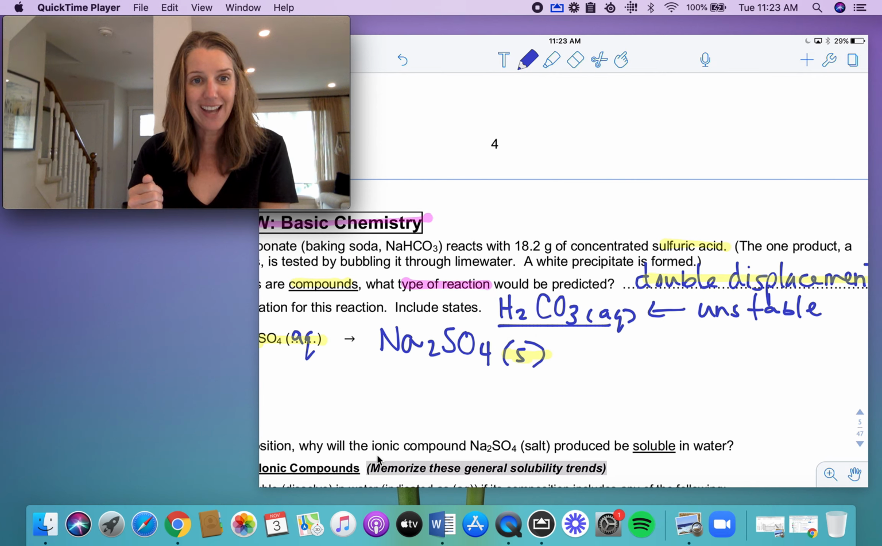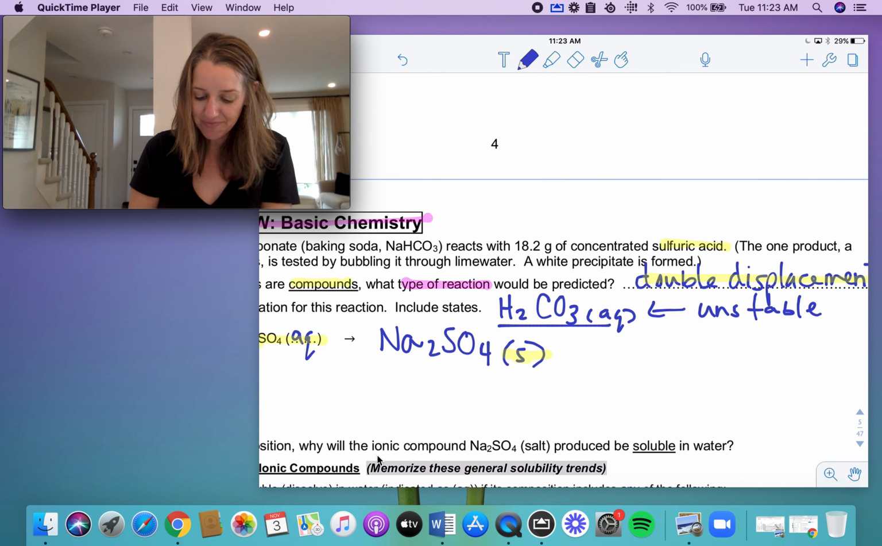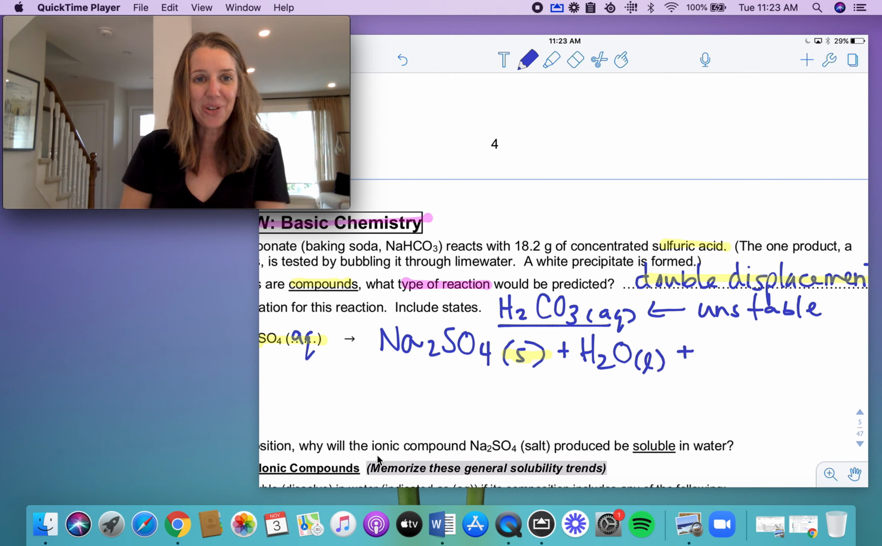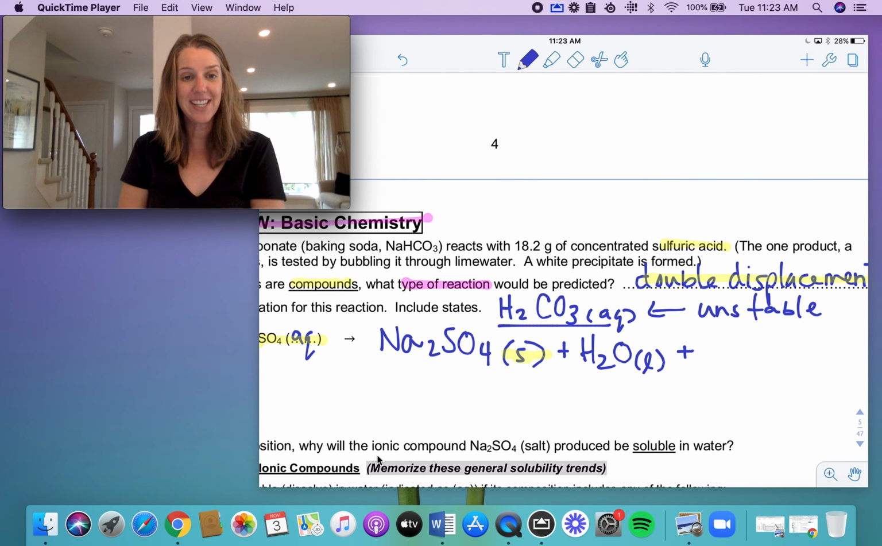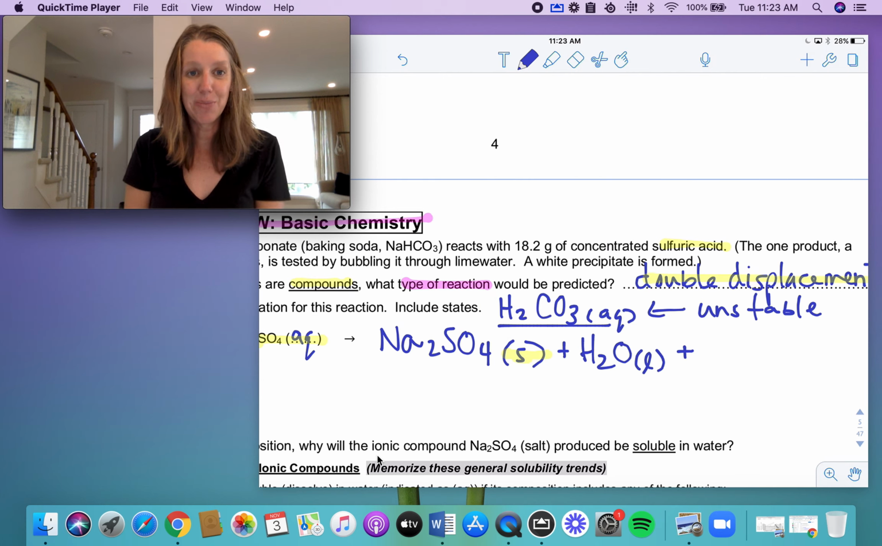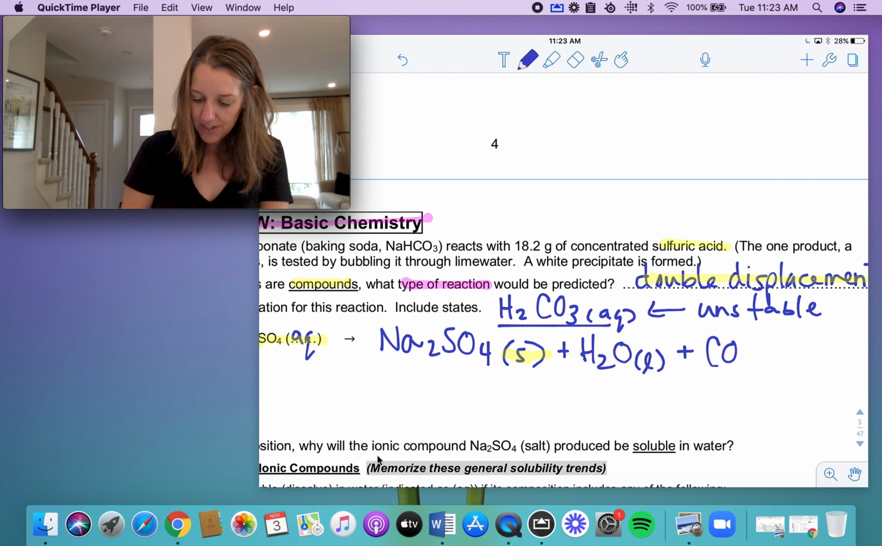Can you therefore guess what the last product is going to be? Water, and the state of water is always going to be a liquid, right? The only time water is ever shown as a gas is when it's in a combustion reaction, because then it's obviously higher than the boiling point of water. So then you could put water with the gaseous state. Otherwise, we always write it as liquid. And then, of course, we have our CO2 as a gas.